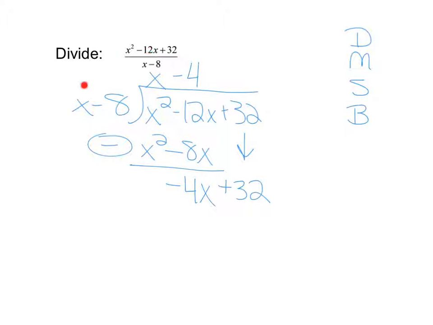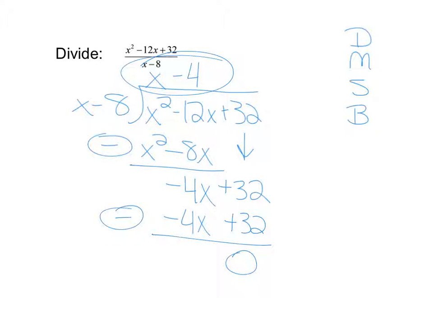Then we're going to multiply. Negative 4 times x, negative 4x. Negative 4 times negative 8, plus 32. Notice these match, so when you subtract something from itself, you get 0. So x squared minus 12x plus 32 divided by x minus 8, our quotient, our answer, is x minus 4.